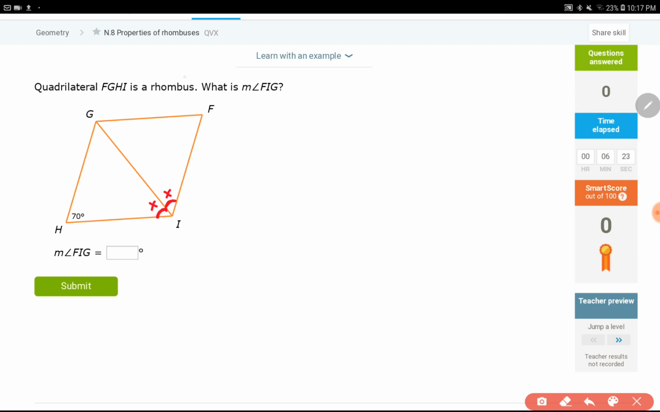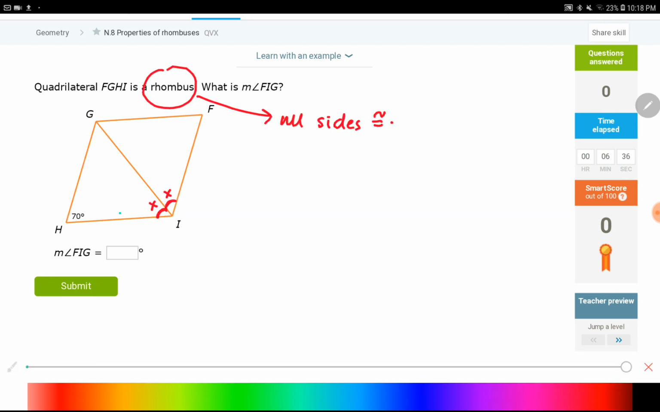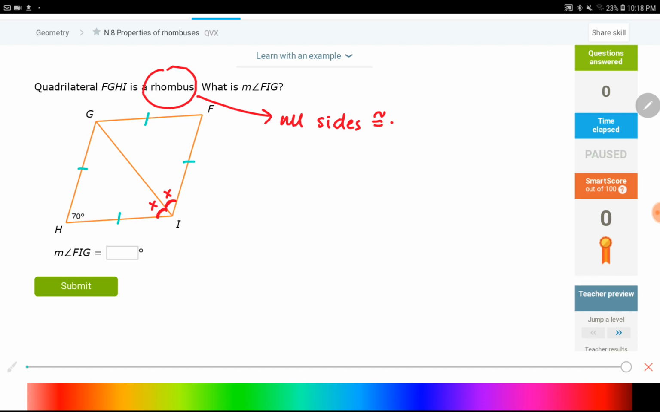So, since we have a rhombus, this means all sides are congruent. All of them. Such as this right here, HI would be equal to IF to GF and to GH. So, if you focus on the triangle on the lower left corner, the triangle HGI, I really hope that you see that two sides are equal. Because of this, that triangle is called isosceles. Two sides are the same. As a result, two angles are going to be the same.